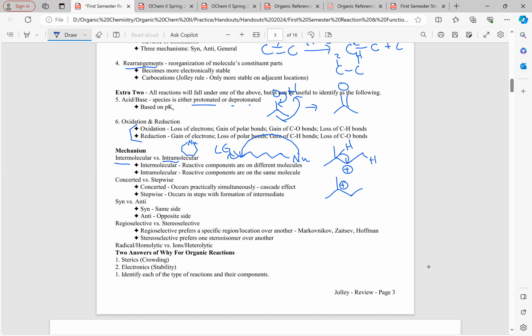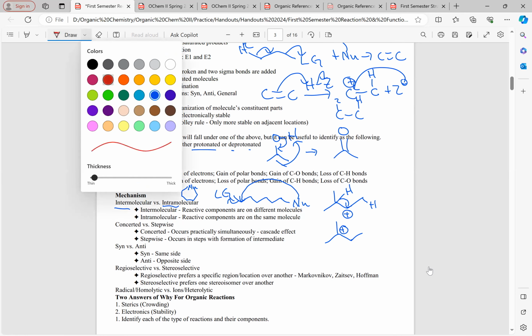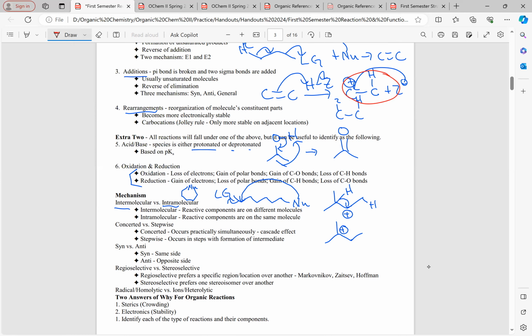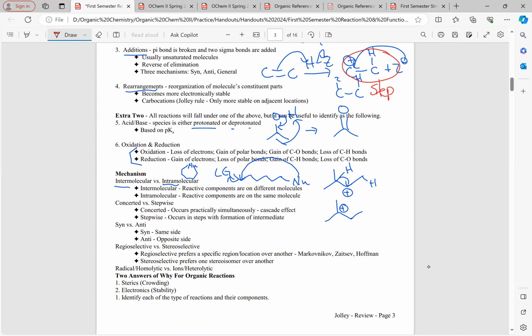All right. Stepwise means it takes steps. Concerted means it happens all at once, with no intermediate. So the addition reaction up here, let me change colors, went through an intermediate, and in this case, it was a carbocation, so it took two steps. So this one was stepwise, where the substitution was concerted because it all happened at once. Okay, so just some terminology there for mechanisms.